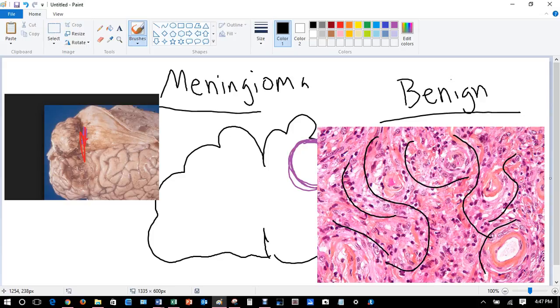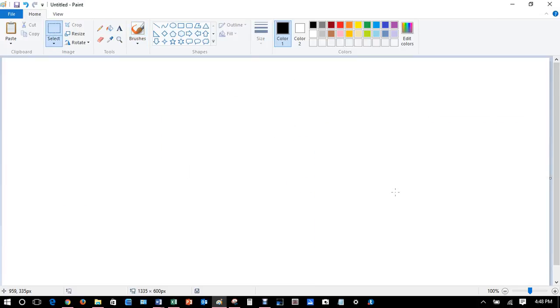Also it mentions Schwannoma bodies, which are laminated calcifications. So let's see some Schwannoma bodies. You can Google that one and look up exactly what that looks like. Those are some things you can notice with the meningioma. All right, let's move on to the next type of tumor here.